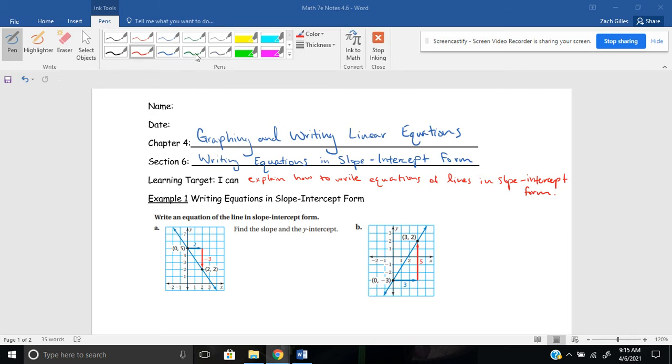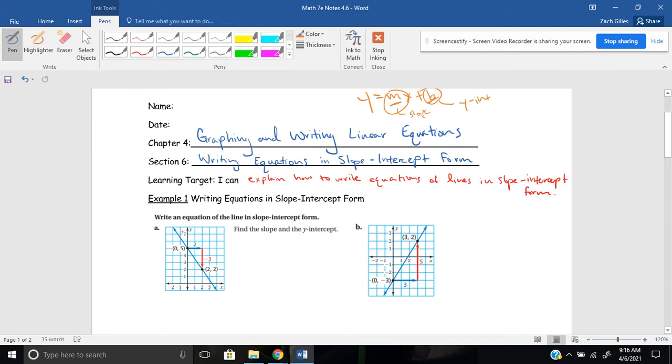So let's start off with that reminder. What is slope-intercept form? Slope-intercept form, the equation is y equals, I want to do that in a different color. Let's do orange. Y equals mx plus b, where m is the slope and b is the y-intercept. Okay, so really the only two things that you need to do is to find the slope and find the y-intercept of your lines, and then you can write an equation pretty easily from that.